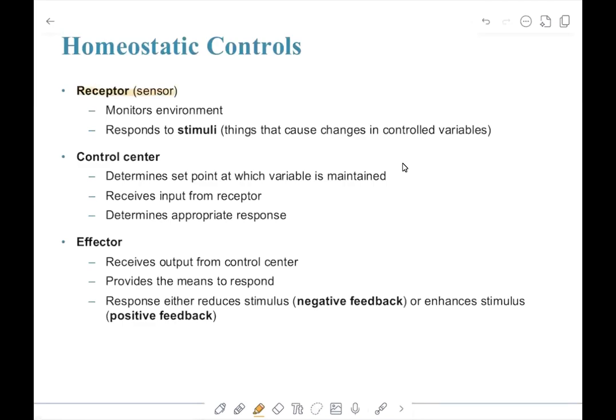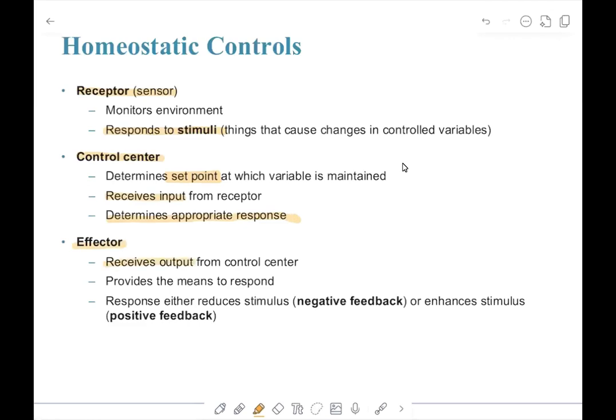The receptor is the sensor. It's what monitors the environment and responds to the stimulus. So that would be the variable that changes in the environment. Then there's a control center, which determines the set point. And it kind of acts like the brain of the homeostatic control system, but that doesn't mean it's necessarily the nervous system. So it receives the input from the receptor and determines the response. So it sends a signal to the effector, which is the output.